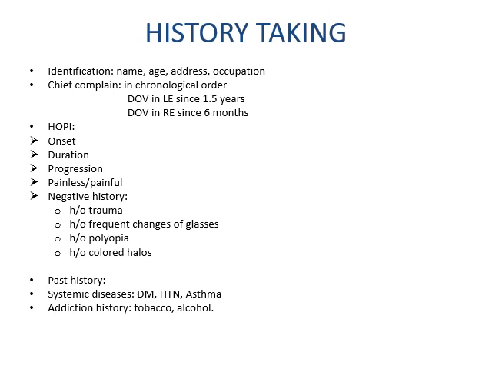to. After the identification comes the chief complaint. The chief complaint must always be written in chronological order. That is, the complaint which has a longer duration or has occurred earlier should always come first. In our case, we will consider diminution of vision in the left eye since 1.5 years and diminution of vision in the right eye since 6 months.